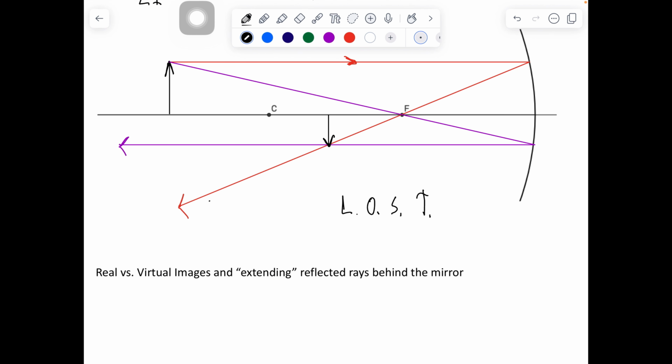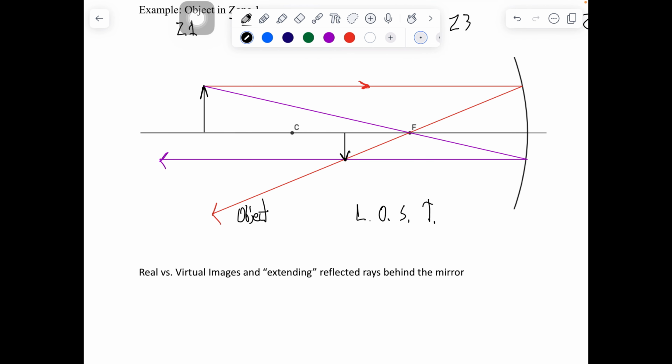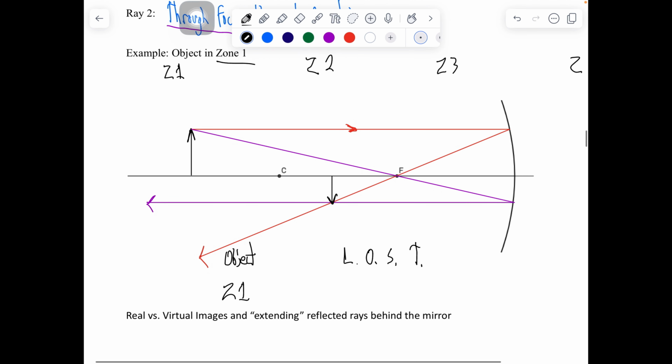The object. Where was the object? Well, the object was in zone 1. What does that mean for our LOST characteristics? Well, the L in LOST stands for the location. Where is the image located? Well, it's between our center of curvature and the focal point, so it is located in zone 2. That's our location, that's our L.